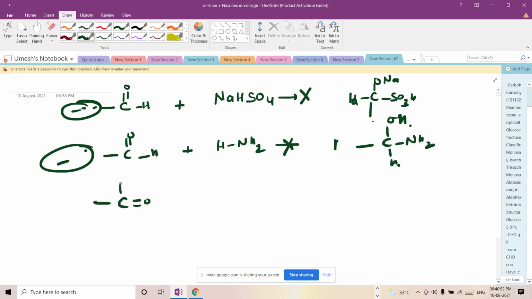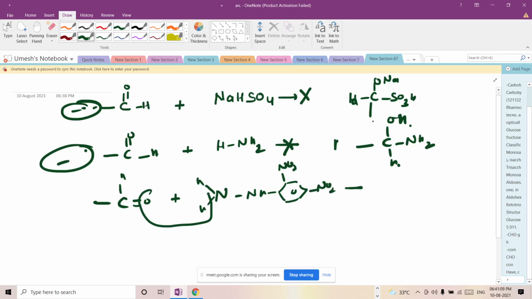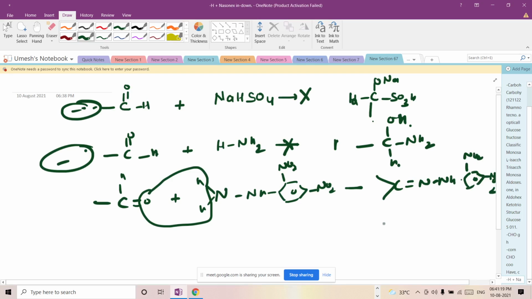Wherever we have a carbonyl group, we have studied in the chapter on aldehydes and ketones that it reacts with the 2,4-DNP test, 2,4-dinitrophenylhydrazine, with NO2 here and NO2 here. From here we can remove water and get N, then NH, then the ring with NO2 and NO2. That should give me a reddish brown precipitate. But glucose does not give this test.